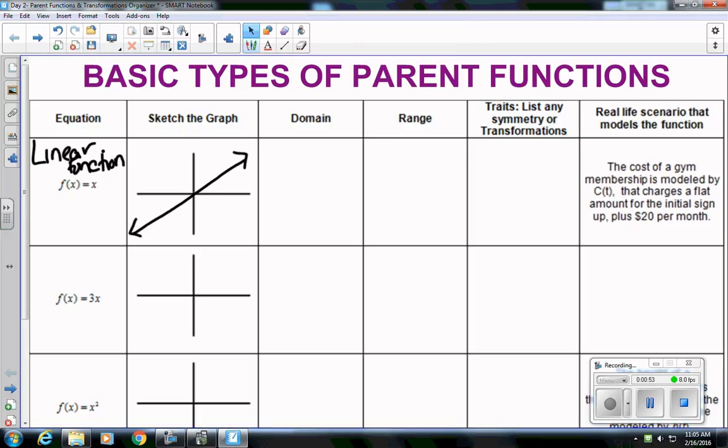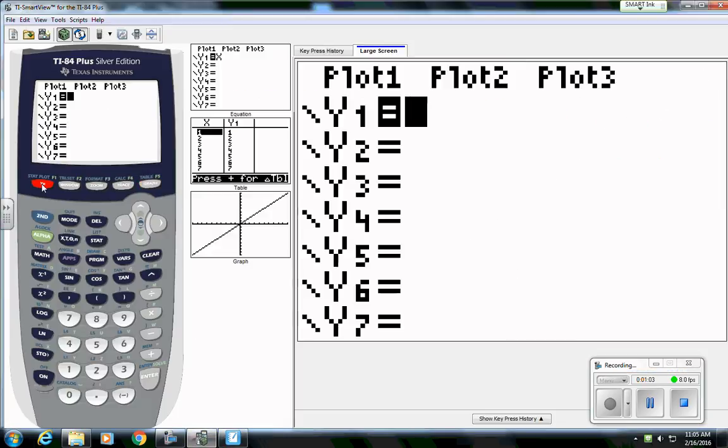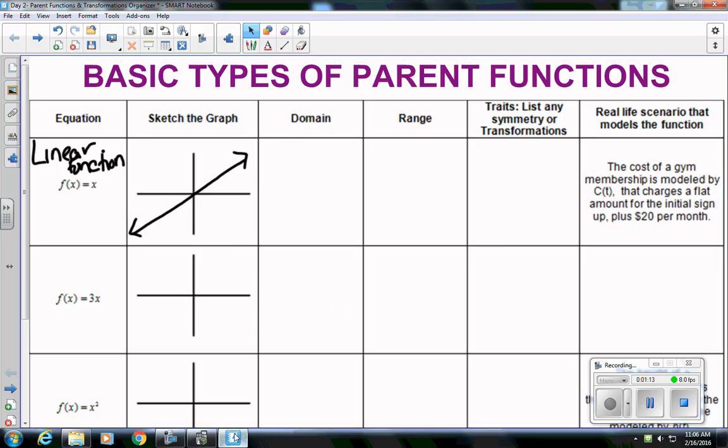For each of these, we're going to be graphing them on our own, but if you wanted to, you could always check in your calculator. So you could go to your calculator, go to y equals, type in x, take a look at your graph, and you should notice that it matches exactly what we sketched out. So we did the sketch of the graph.